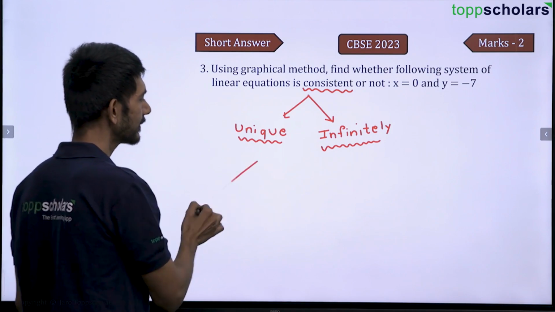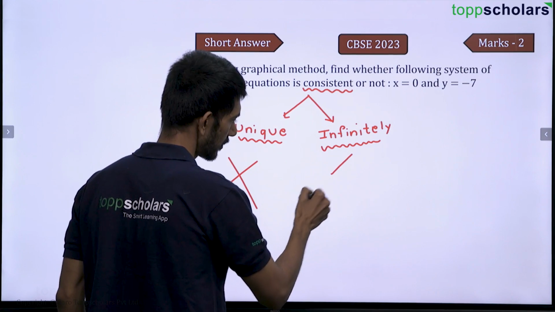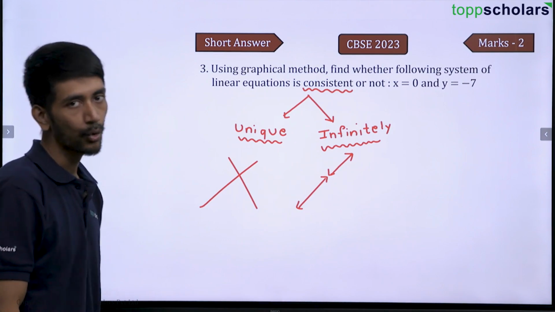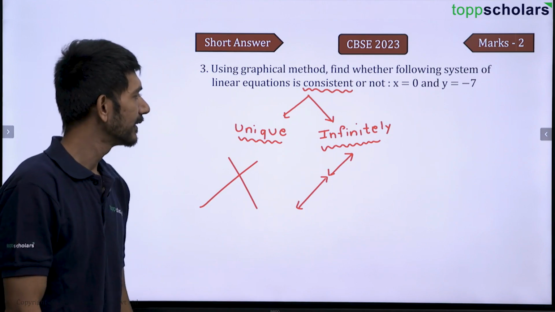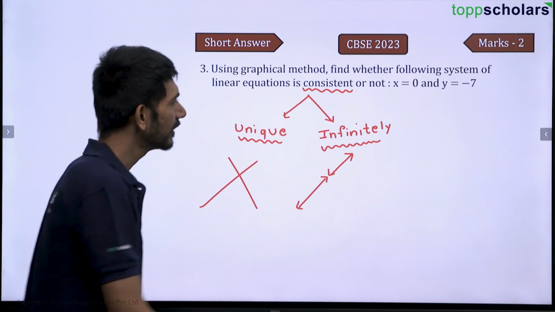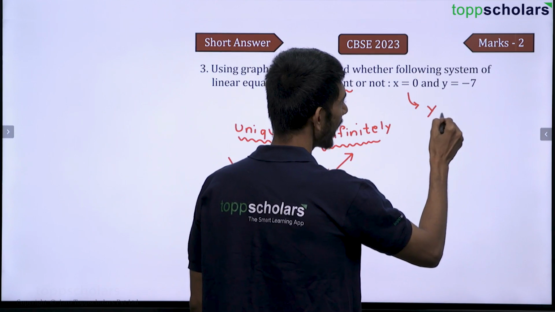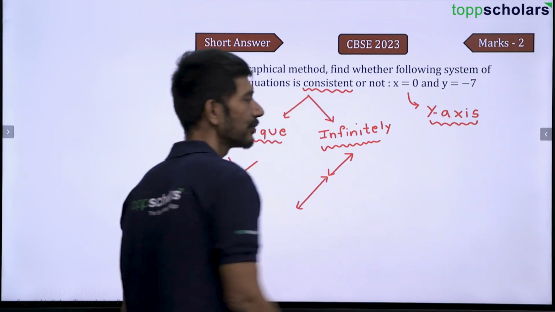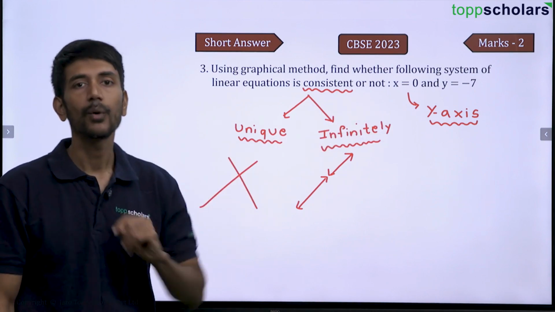That means basically either the lines should be intersecting or the lines must be coincident, intersecting or coincident. Only in that case we have consistency, right? So here we have x is equal to 0, y is equal to minus 7. Now what is x is equal to 0? Can you say x is equal to 0 is nothing but y axis? What is y is equal to 0? Y is equal to 0 is x axis. X is equal to 0 is y axis.